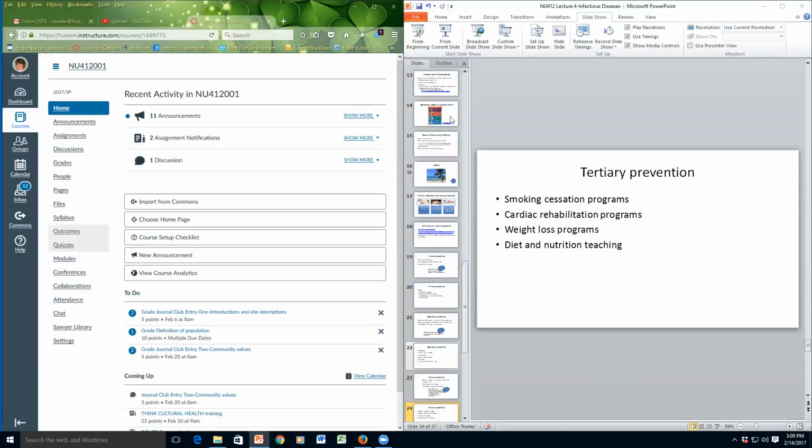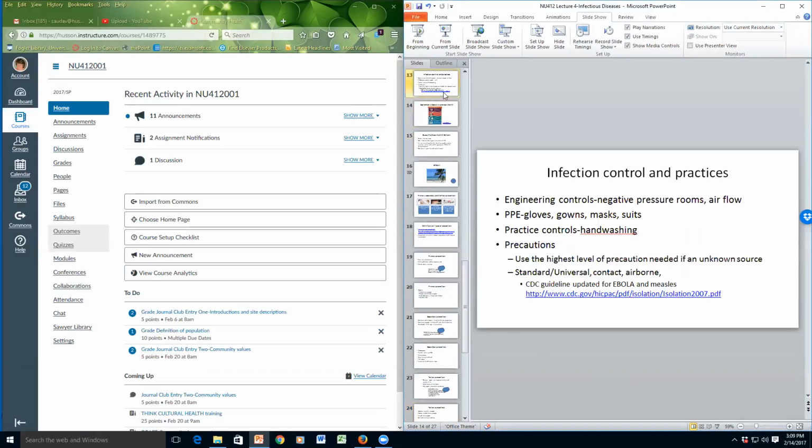We're going to start at this point, which was infection control and practices. As we think about preventing the spread of illness and disease across a population, it becomes pretty apparent in healthcare that we need systems in place to help control the spread of illness and disease and infection.